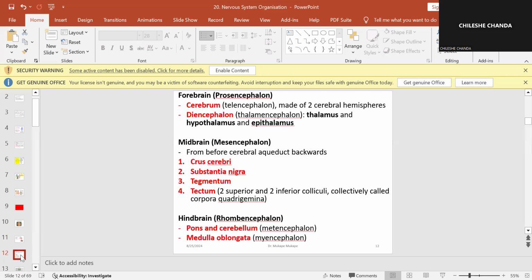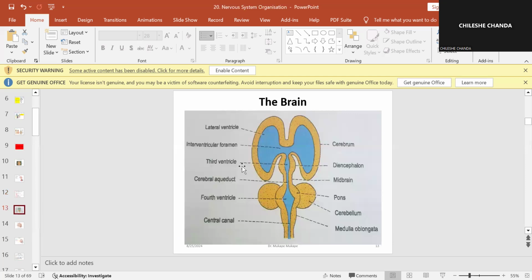The midbrain, which is also known as the mesencephalon, starts from the cerebral aqueduct and goes backwards. If we look at the anatomy of the ventricular system of the brain, you're going to see this cerebral aqueduct and where it is. And then we have the hindbrain, which is made up of the pons and the cerebellum, as well as the medulla oblongata.